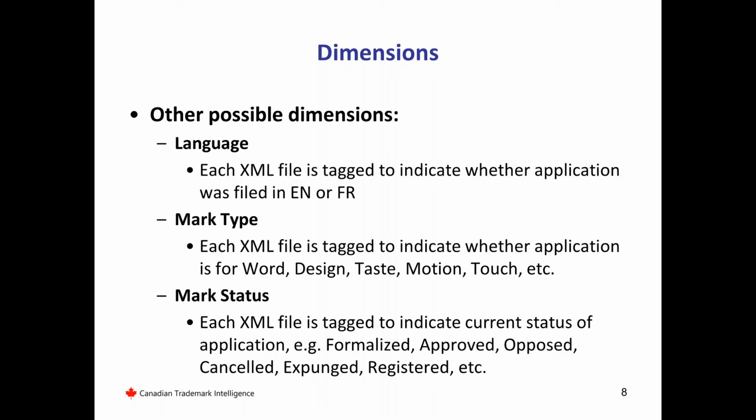Maybe you want to look only at marks which are approved, allowed, or registered. If you've also got an agent dimension, you can further narrow the focus to only those marks for which your firm is the agent of record. With a suitably configured date dimension, you can restrict the focus even further to a selected date range, and so on.